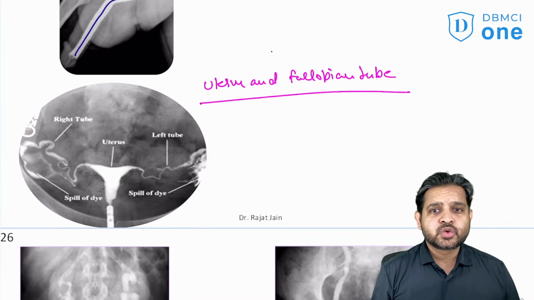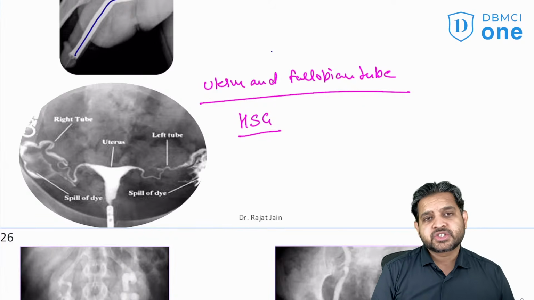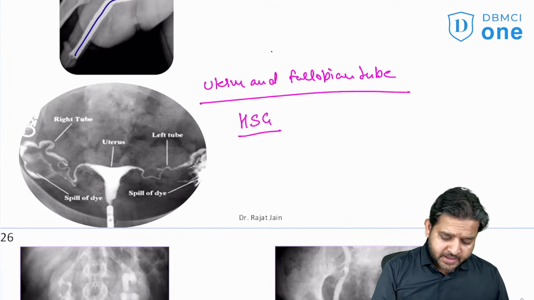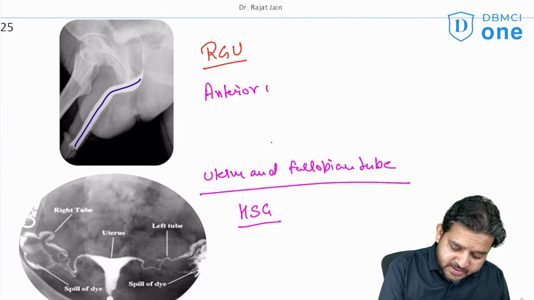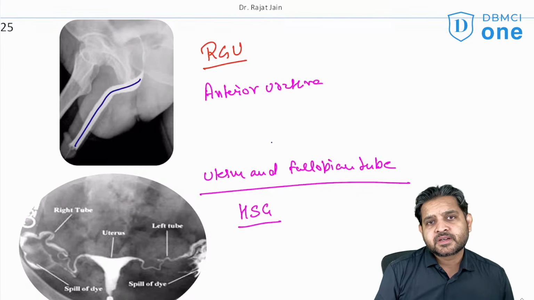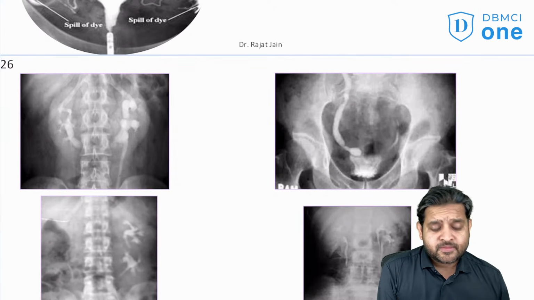If a dye is present in the uterus and fallopian tubes, then the name of the investigation is HSG. Then it is hysterosalpingography, right? It is to be noted that RGU is done for study of the anterior urethra. Right? It is for the anterior urethra. Right? Okay. Now let us see some of the diseases on IVP.